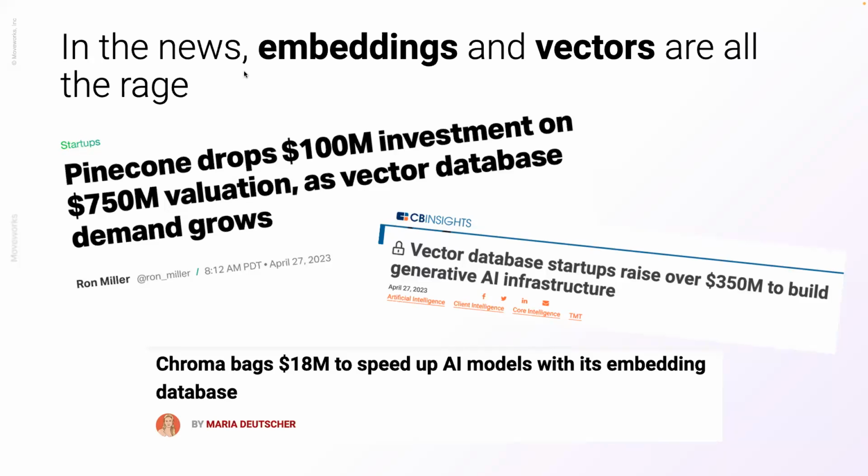And you start to see that other companies have been doing this too, to some extent, or are at least building towards this particular usage of LLMs, because embeddings and vectors are all the rage in the news if you know what to look for. For example, this company Pinecone got $100 million in investment to build a vector database. What's a vector database? We'll see. Chroma bagged $18 million to speed up AI models with an embedding database. But I thought large language models were all about text. What do we need embeddings or vectors for? It turns out it's key to what's actually going on under the hood.